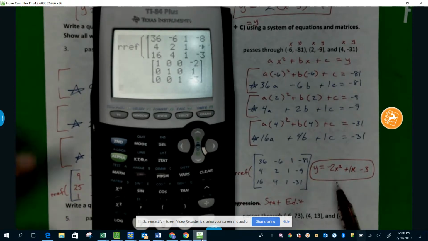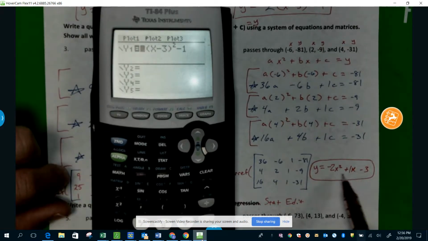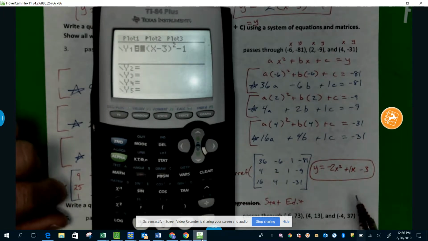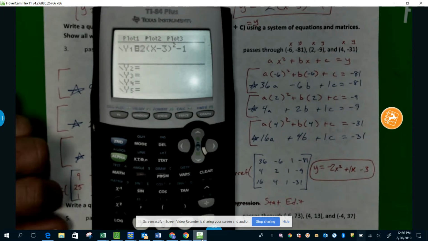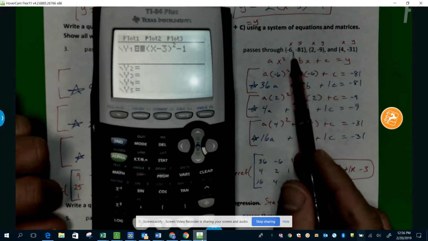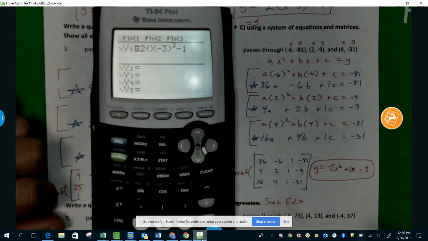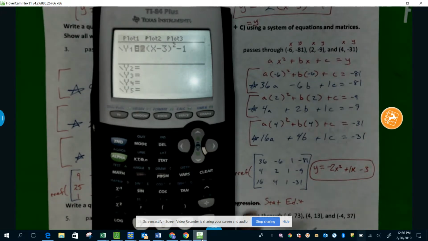Again, you can do the same thing. You can go to y equals and plug this into your calculator. You can look at your table and make sure that the 3 coordinates that you started with are in fact on your table. That way you know you have the right equation.